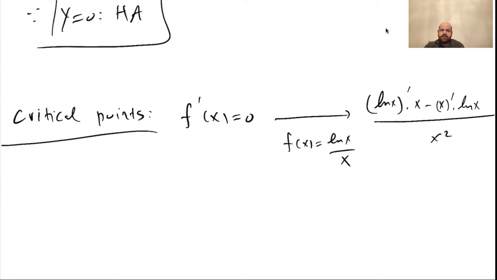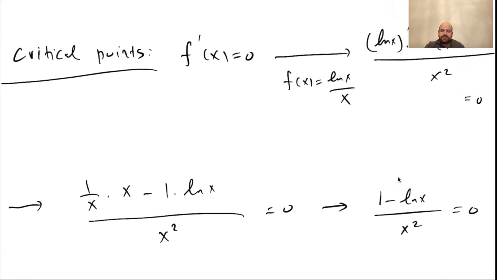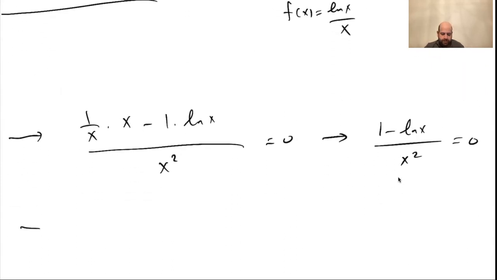Now, if a fraction equals 0, then the top equals 0. This fraction here is 0. So that means the top has to be 0. The top is 1 minus ln x. So 1 minus ln x equals 0. And that gives ln x equals 1.